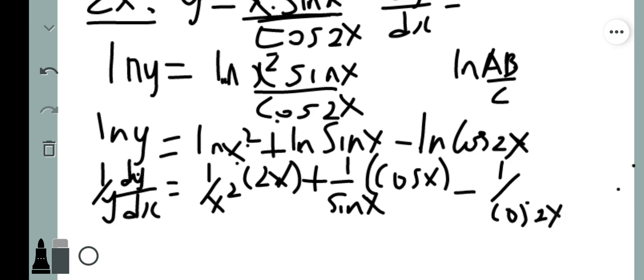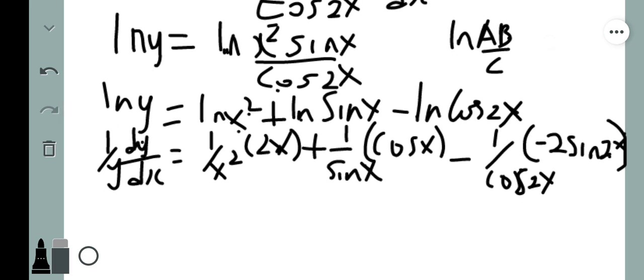Cos 2x, open bracket, differentiation of cos 2x will give me minus 2, differentiation of cos will give me minus sine. You remember how we do this: differentiation of 2x gives me 2, differentiation of cos gives me minus sine, and your 2x. And if you don't remember how we did this, you have to go and check our previous video on this kind of problem.